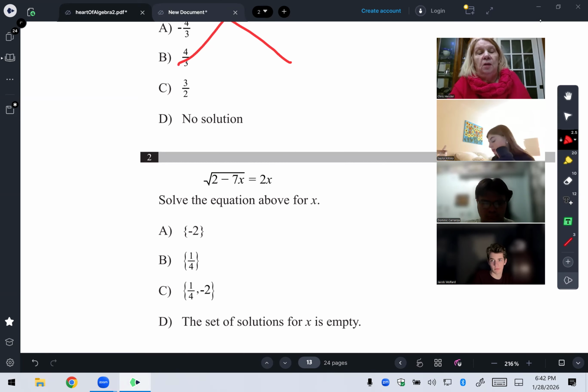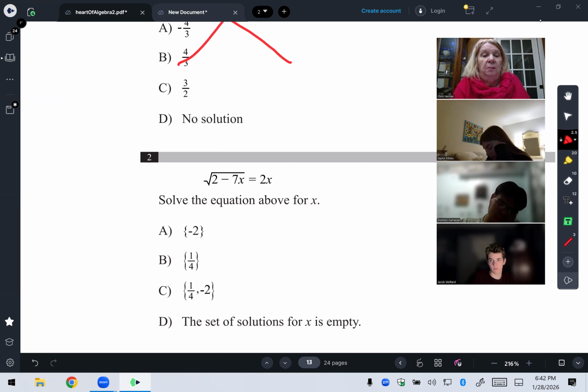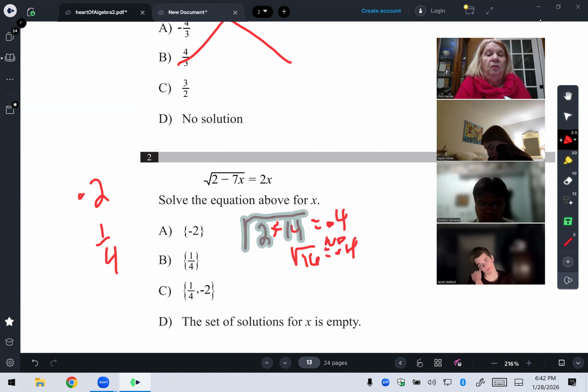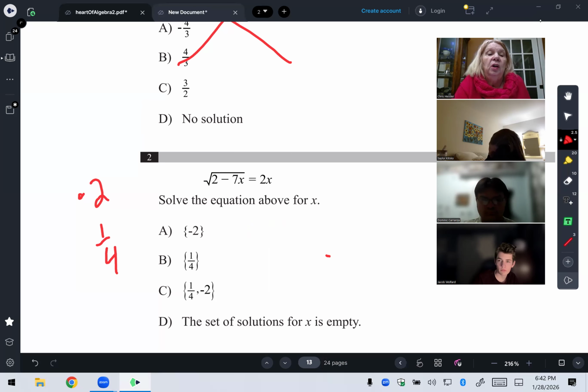Okay. So I have to try basically a -2 and a 1/4. I don't have to square both sides. So let's try a -2. Is the square root of 2 plus 14 equal to 2 times 2, which is 4, the square root of 16? You're putting in a -2 for x. So -4? No. So let's try a 1/4 because that might work.